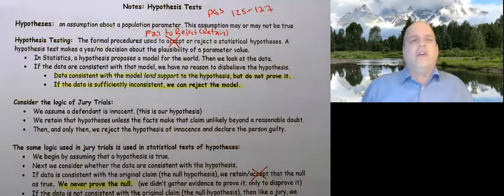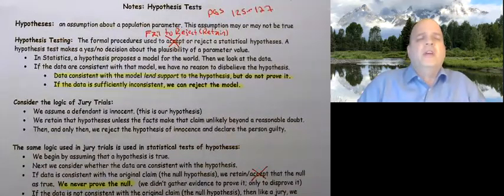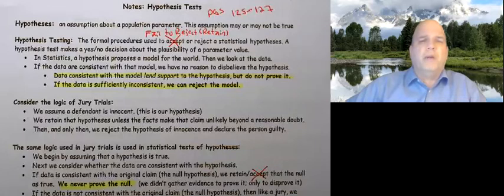So first off, you've heard the word hypothesis in your science class, I'm sure. And in statistics, a hypothesis is an assumption about a population parameter. The assumption or the theory may or may not be true, but it is a claim. Typically, we refer to it as the current state of affairs. It's the status quo. It's what we've believed for some time. It's already what's been in place.